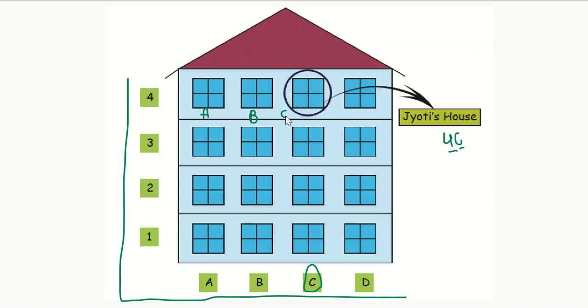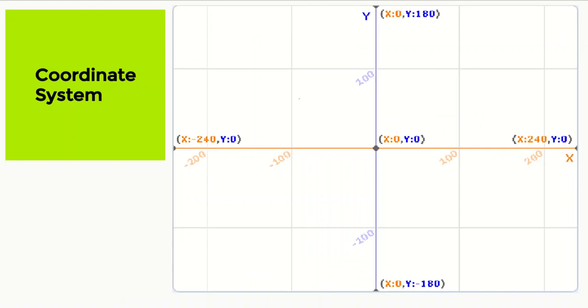So in this way we can find that particular house, any house inside the building. I hope with this you will be clear with the concept of standing and sleeping lines. Now, let's come back to the coordinate system.